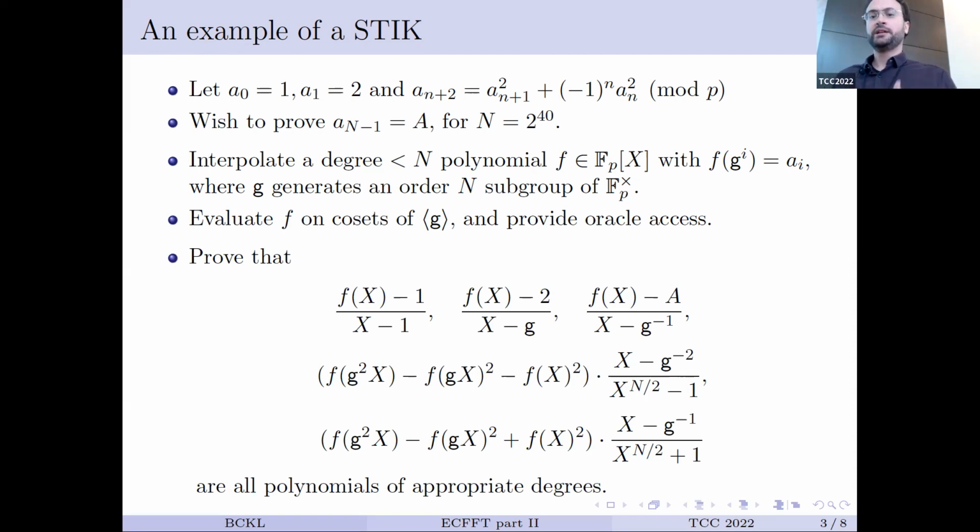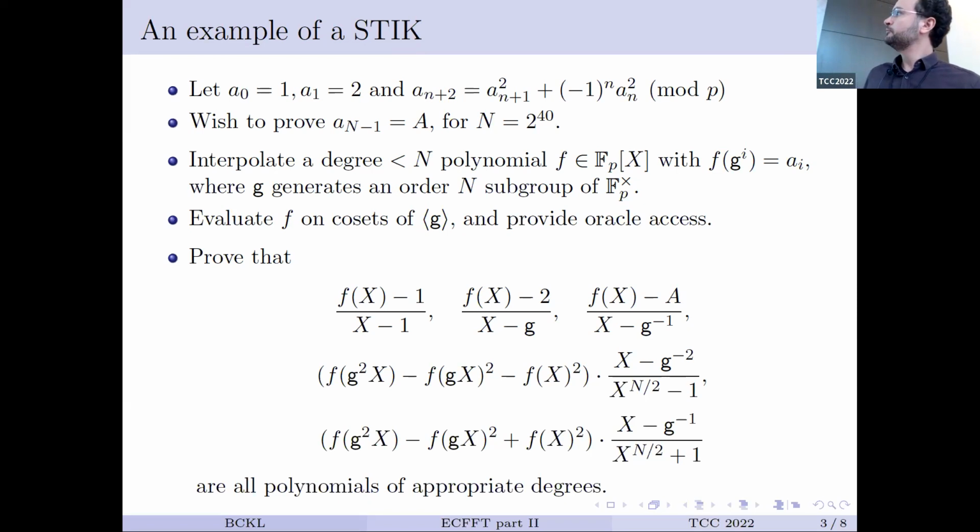So a_1 is 2 if and only if f(g) is 2, and that happens if and only if f(x) minus 2 is divisible by x minus g. If it's not 2, then that quotient will be a rational function and not a polynomial, and it won't agree with any polynomial on enough values. So we will definitely get a contradiction.